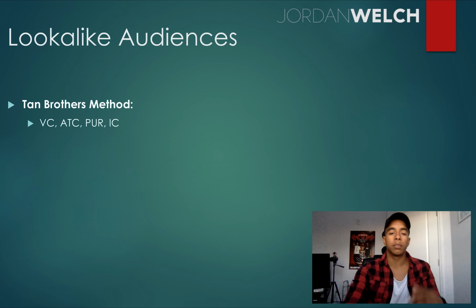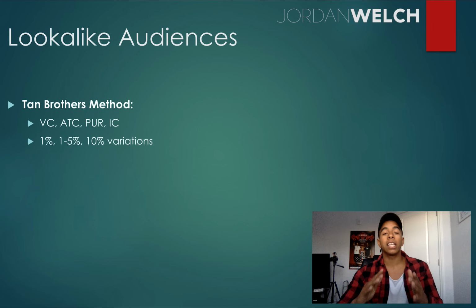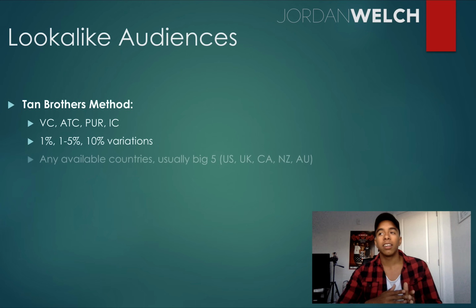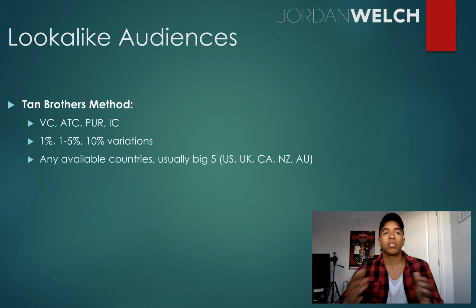Once you have those 4 custom audiences created, you're going to want to make lookalike audiences covering all variations. So 1%, 1 to 5%, and 10%. Lastly, you want to do this with any available countries. So when you're targeting worldwide, it's going to be difficult to do this till you spend a little bit of money on the campaign. But for you to make a lookalike audience for something, you have to have a certain number of conversions in that area. For me, typically, the bulk of those conversions come from the big 5 countries, so United States, United Kingdom, Canada, New Zealand, and Australia. So that's usually the lookalike audiences location that I will select.